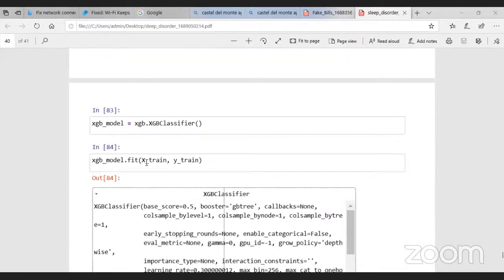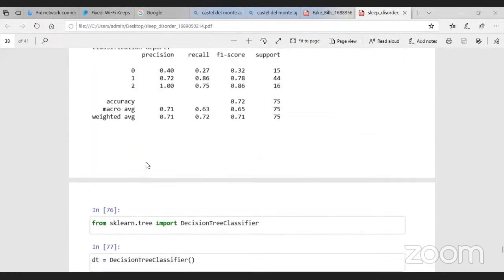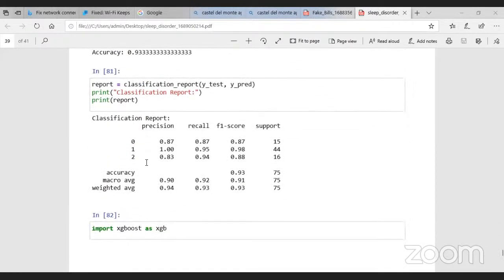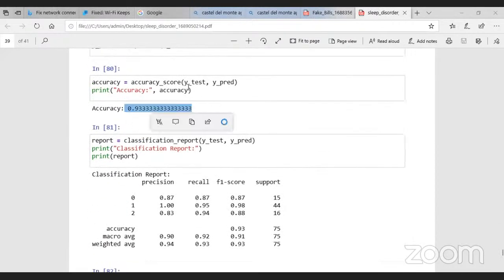So we will go with the highest accuracy model, that is this one. Okay, the highest accuracy is 93%. So I'm okay with it. So I can go with the 93%.